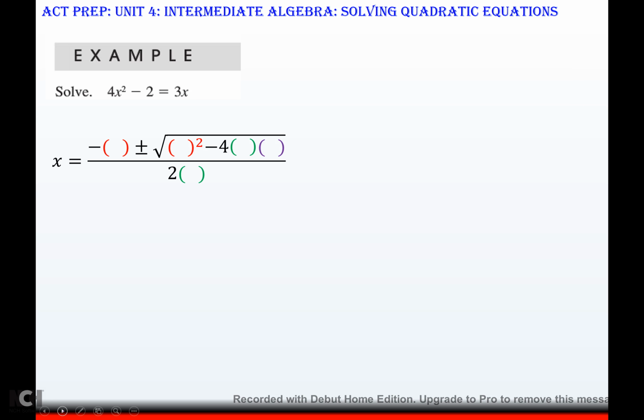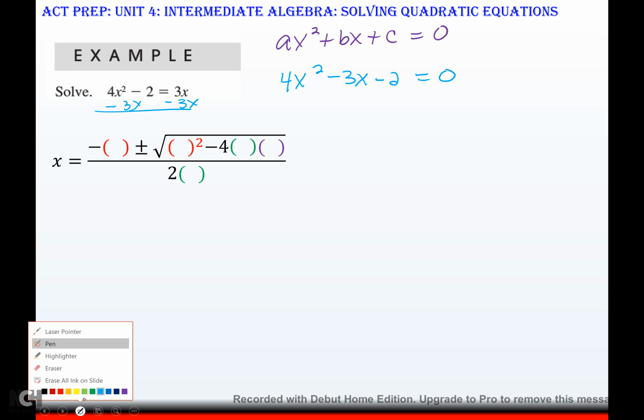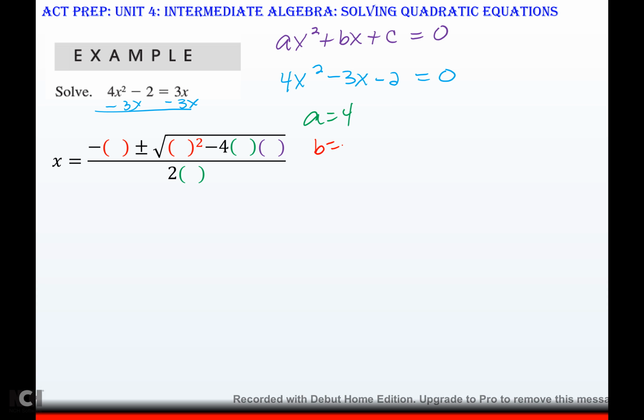Well, the first thing that's wrong is this is not in standard form. Standard form says it has to be ax squared plus bx plus c equals 0. So my first job is to get 0 on one side. So I'm going to subtract 3x, which gives me 4x squared minus 3x minus 2 equals 0. So now I know that a is 4, b is negative 3, and c is negative 2.